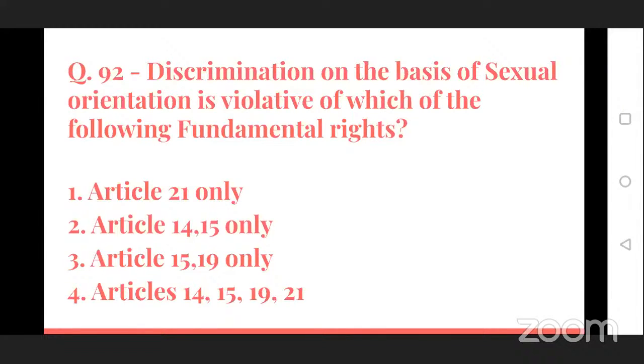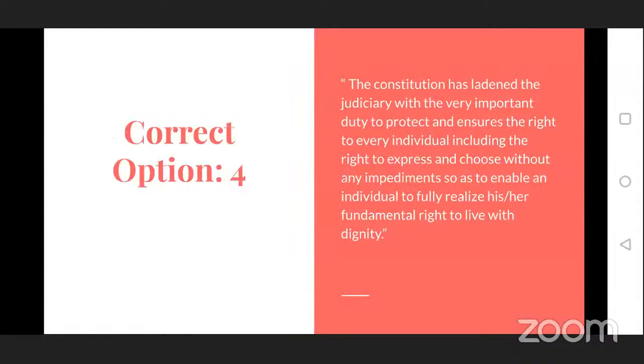Discrimination on the basis of sexual orientation is violation of which of the fundamental rights? Article 21 only, Article 14 and 15 only, Article 15, 19 only, and Article 14, 15, 19, and 21. So the correct option is option number 4. The discrimination on the basis of sexual orientation is violation of Article 14, 15, 19, and 21. And as we know, the last paragraph itself says this thing, that if we discriminate any person on his social orientation, then that is an exploitation of his fundamental rights.